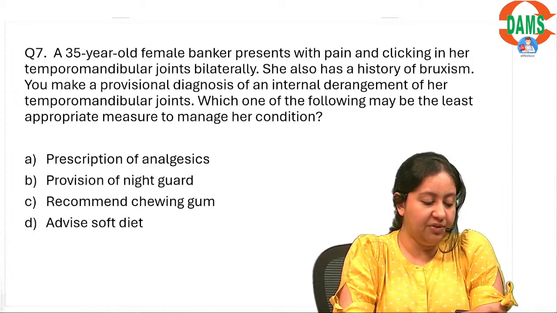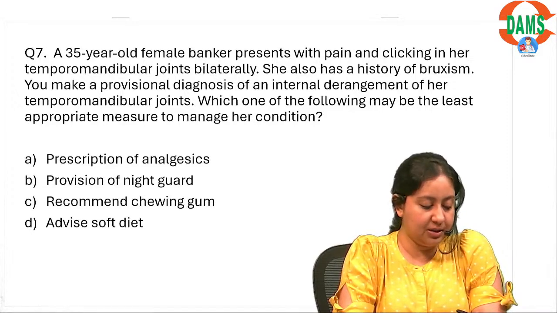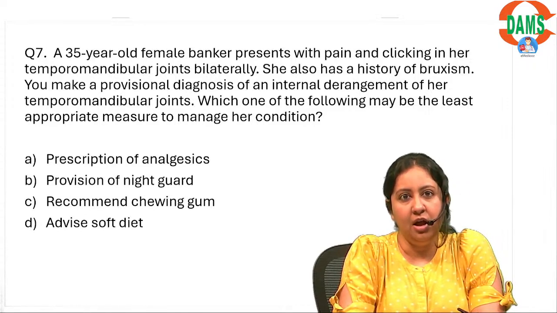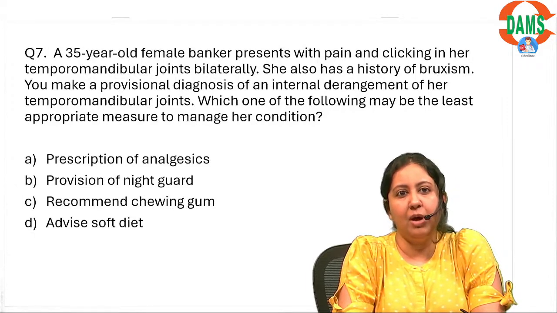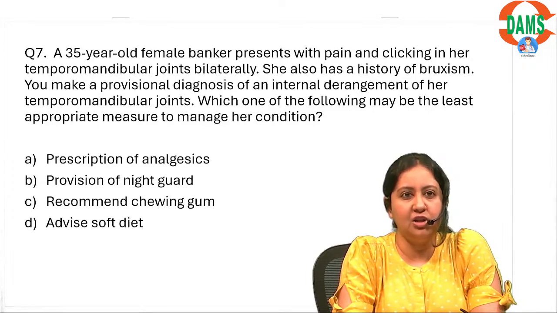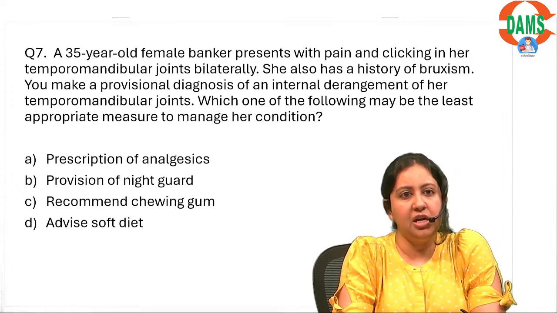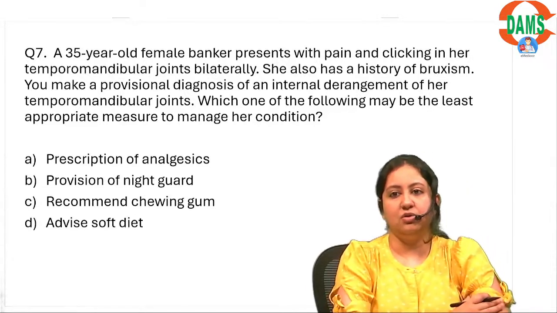Question 7. A 35-year-old female banker presents with pain and clicking in her temporomandibular joints bilaterally. She also has a history of bruxism. You make a provisional diagnosis of internal derangement of her temporomandibular joints. Which of the following may be the least appropriate measure to manage her condition? A is prescription of analgesics, B is provision of night guard, C is recommend chewing gum, D is advise soft diet. So please let me know the answer to this question.